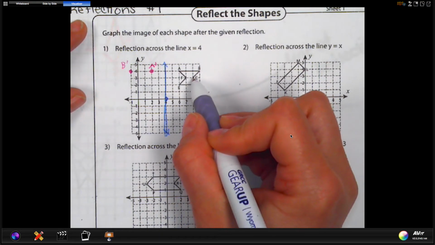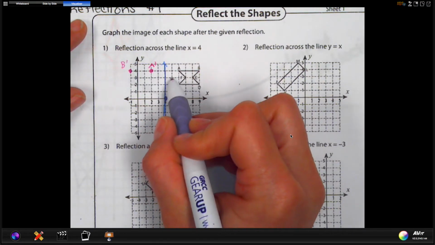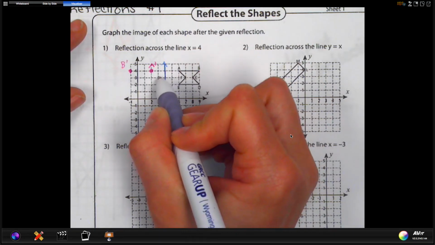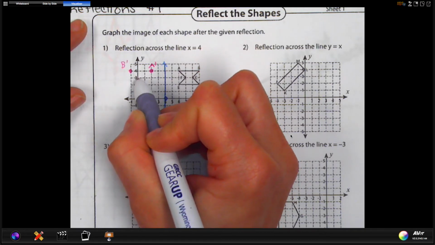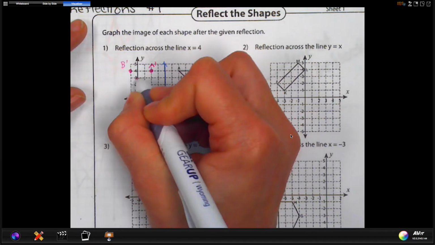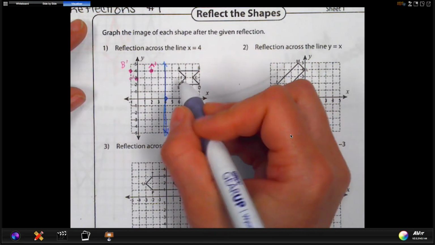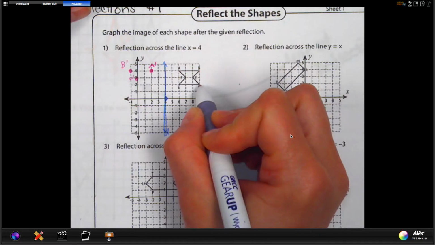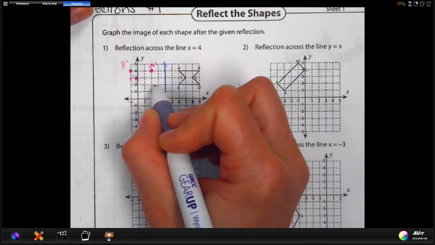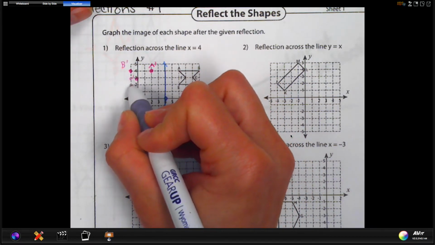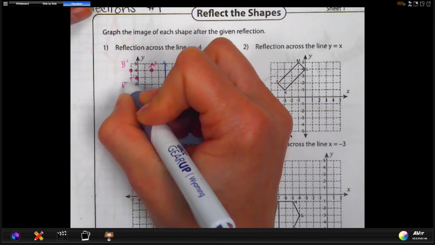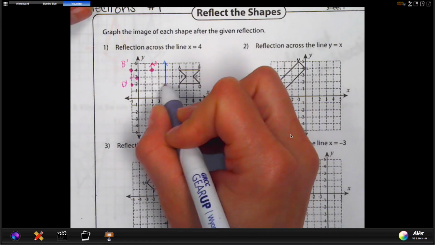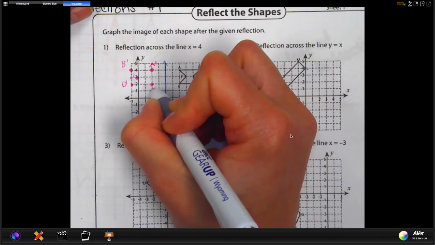Now I'm going to go to C. On this line, I am 1, 2, 3, 4 units to the right, so I'm going to count 1, 2, 3, 4 units to the left. I'm going to label that C prime. Now D is 1, 2, 3, 4, 5 units to the right, so I count 1, 2, 3, 4, 5 units to the left for D prime. E is only 2 units to the right, so I'm going to make it go 2 units left for E prime.